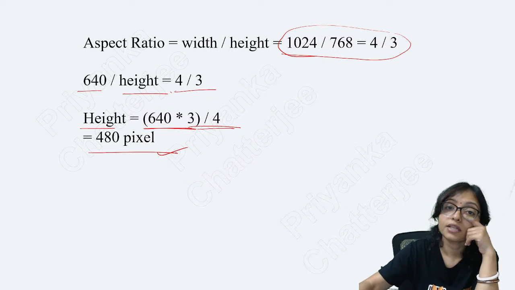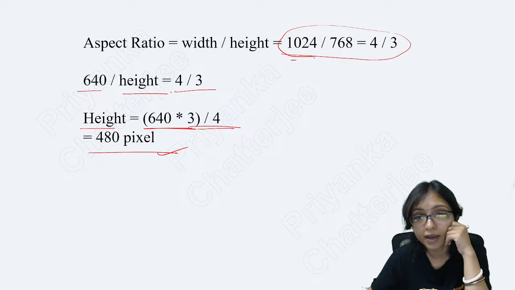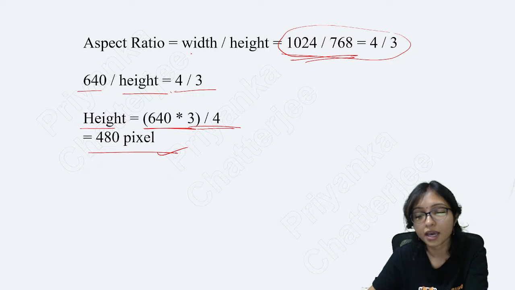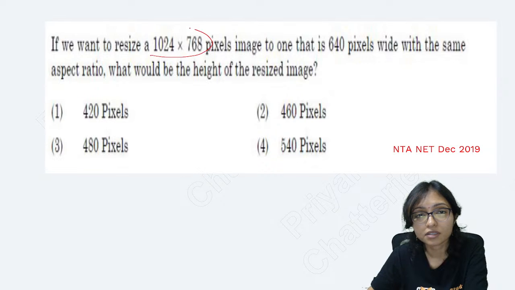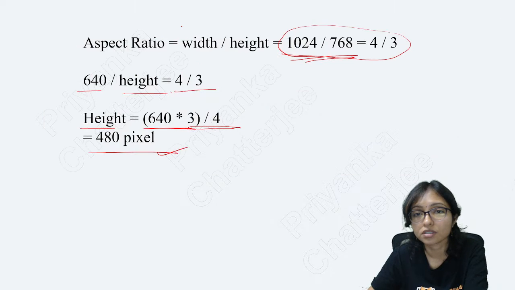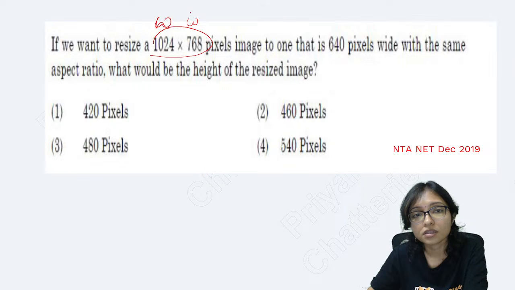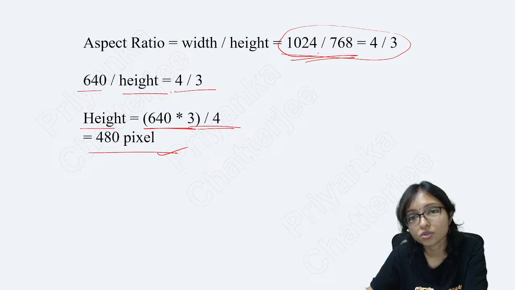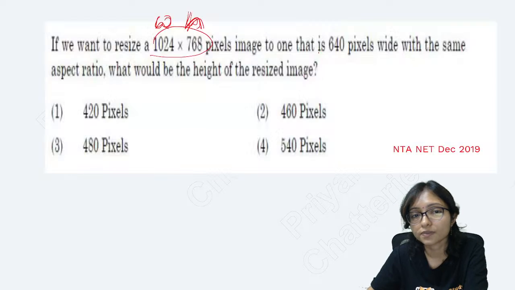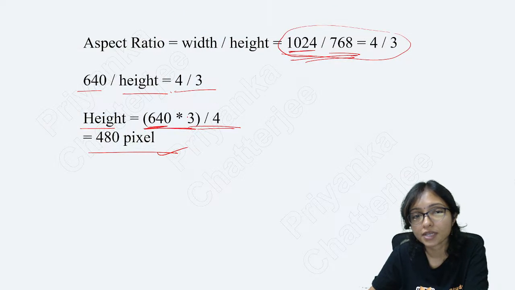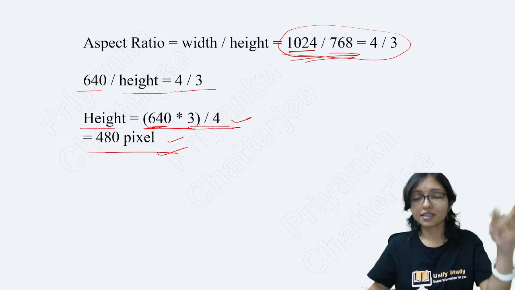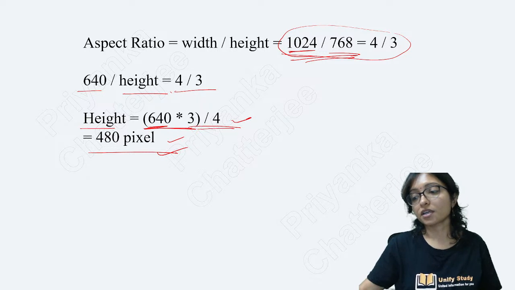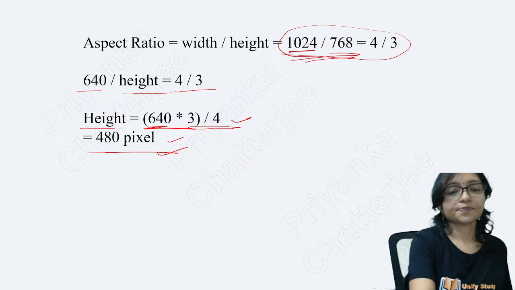So here it is 1024 by 768, width by height, because here it was given this is your width and this is your height. I made a mistake. This is the width, this is the height. So that's why 1024 by this one. Then here the pixel width is given, so width will be on top. Then you have to do it this way. I was thinking I was making some mistake. This is the correct answer.